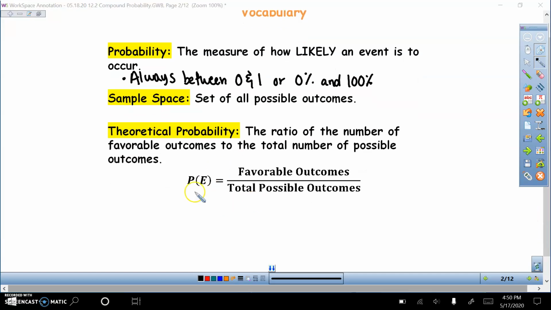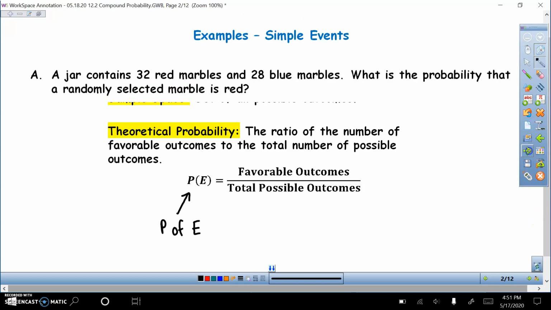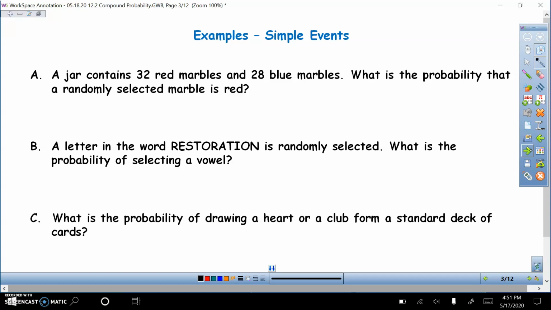So here's our formula. We have P of E. When you read this, you say P of E, which just means the probability of some event E happening is the favorable outcomes over the total possible outcomes. There's another type of probability called experimental probability, and that's when you actually go through an experiment and you calculate, okay, how many times did I flip the coin? 50 times. How many times did heads actually show up? Well, heads actually ended up showing up 30 times. That would be an experimental probability, then would be 30 out of 50. But we're just going to focus on theoretical probability for right now.